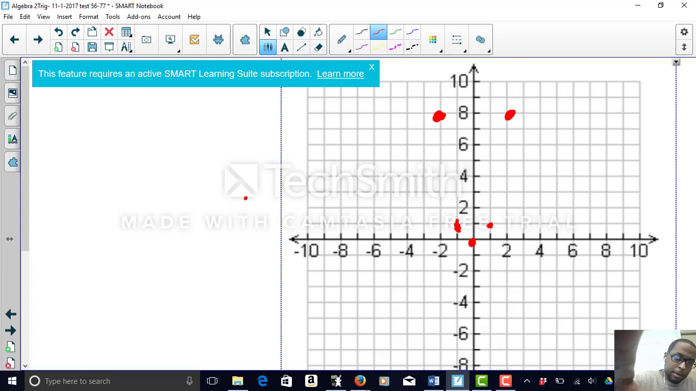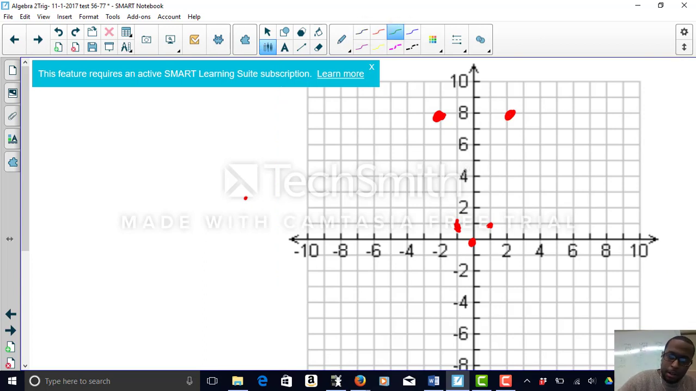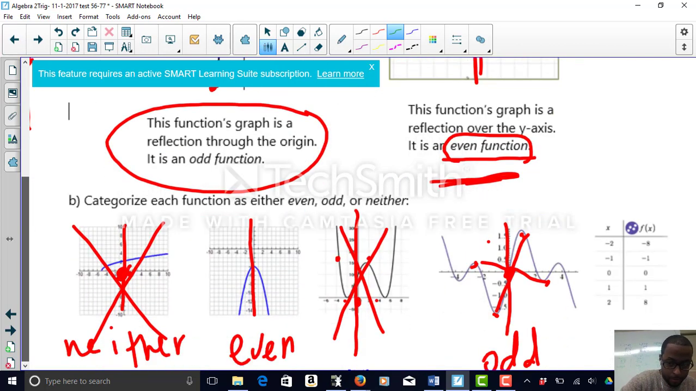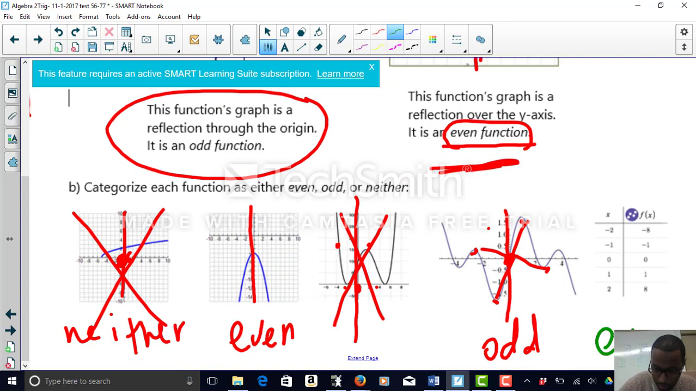So what I just simply did was I pulled out a graph and plotted it. Now I'm going to do my same steps. I'm going to draw my line through the y-axis. And what I realize is they're a direct match. So this is also an even function. So again, just a quick reminder, if it's even, it reflects over the y-axis. If it's odd, it reflects over the origin. Okay? All right.